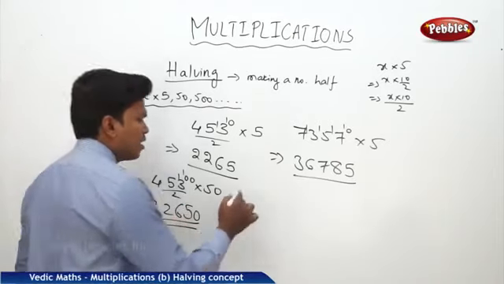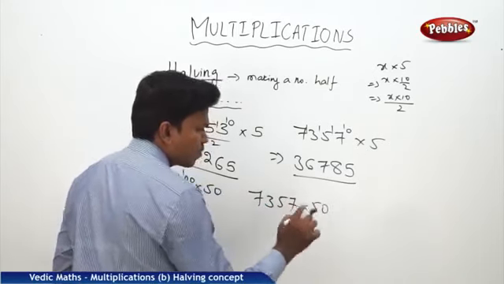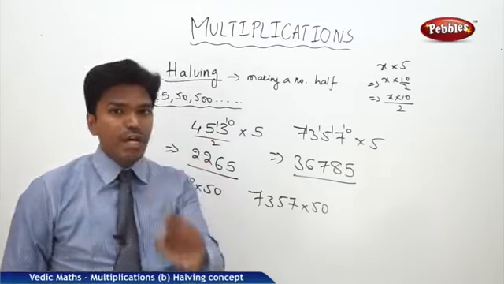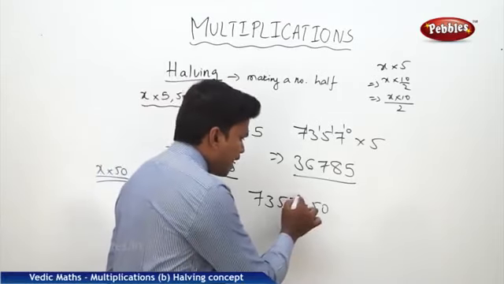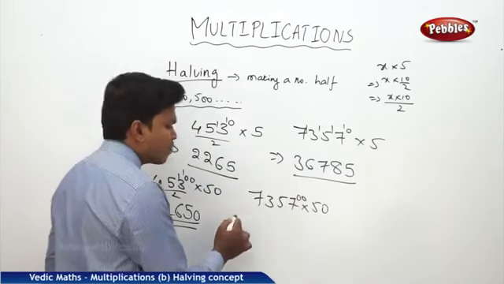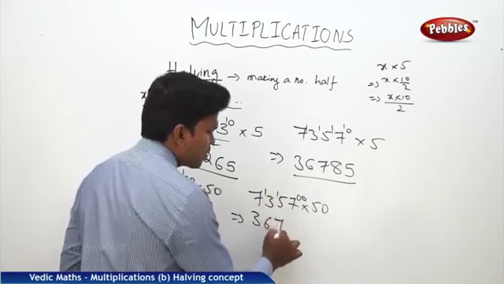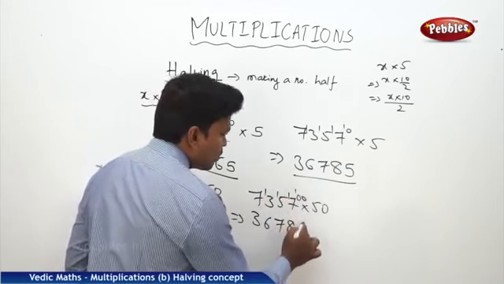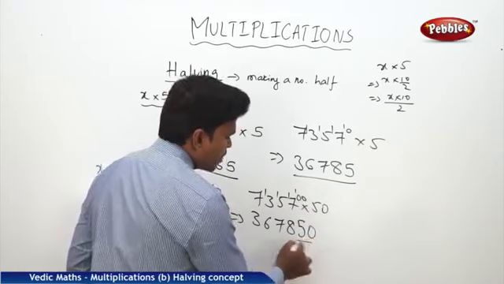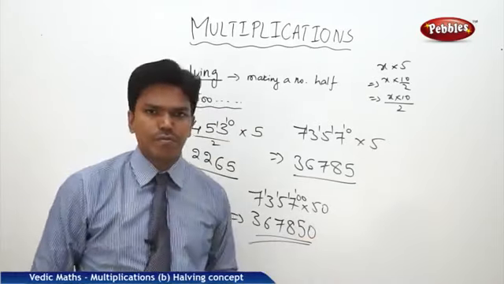One more example, 7357 into 50. So what is the first step you need to take? Add 2 zeros at the end. After adding 2 zeros, make the number a half. So 2 3s, 2 6s, 2 7s, 2 8s, 2 5s, and drop that one more extra 0 as it is. So your answer is 367850.